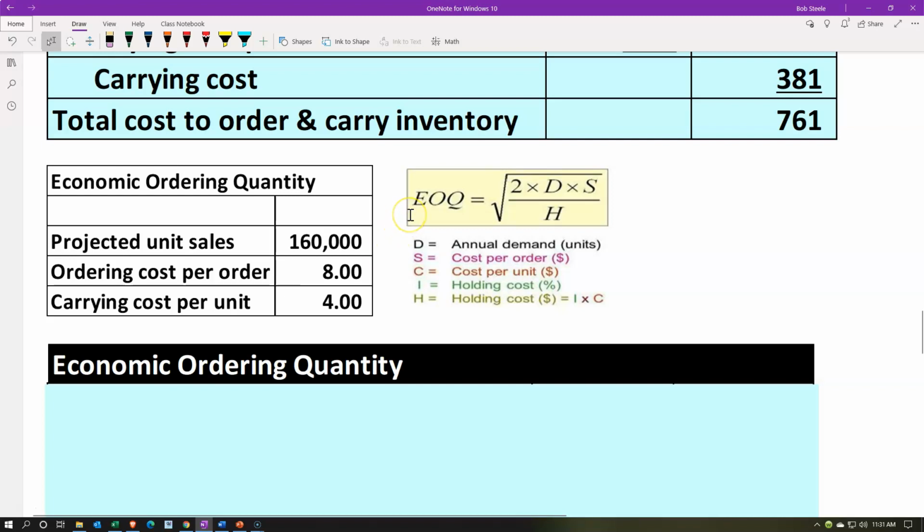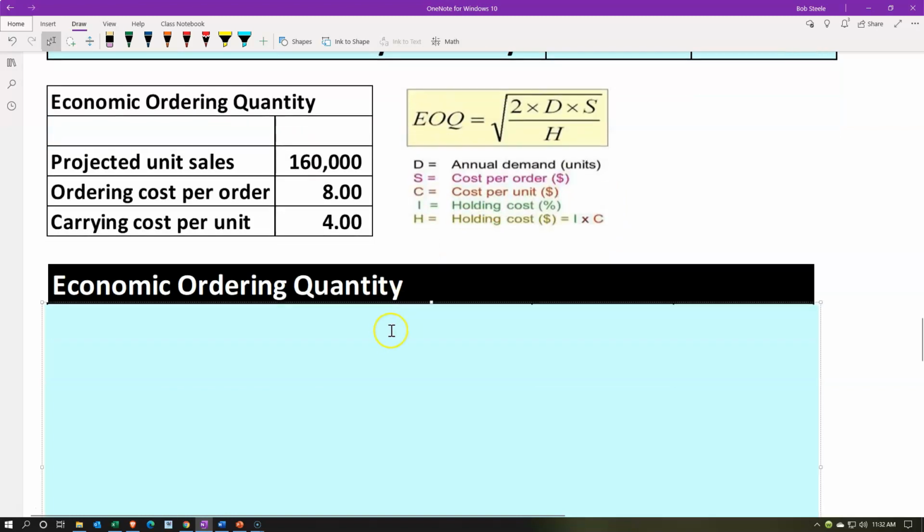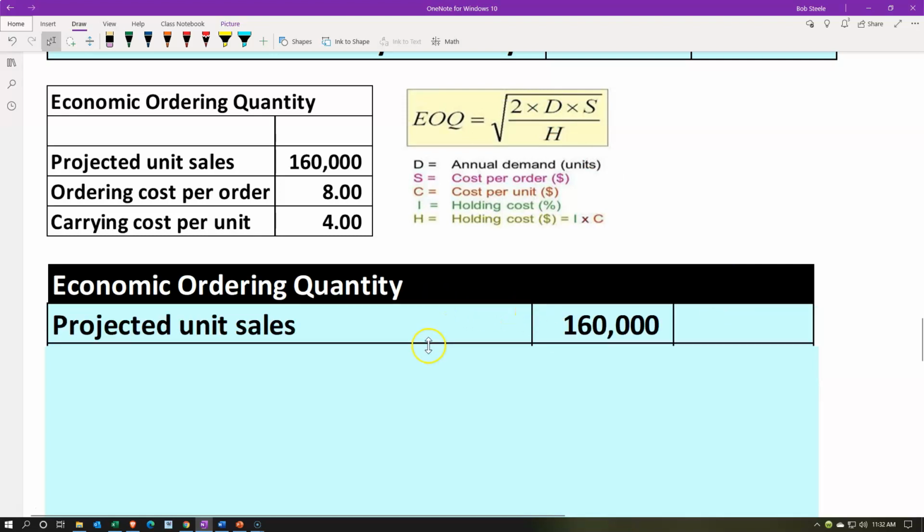So we have our economic ordering quantity. It's going to give us the optimal quantity to order at each time. To balance these things out, once we figure it out, we can figure out the number of orders we will need throughout the year. The formula is going to be 2 times the demand, which is the 160,000, S being the cost per order, and then divided by H, the holding costs, which is going to be the 4. So once again, we're going to break this formula down into our table, calculating the numerator, and then putting that in the outer column, then the denominator in the outer column, then taking the square root.